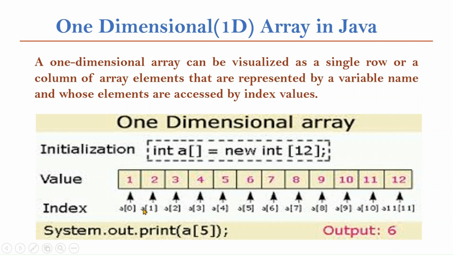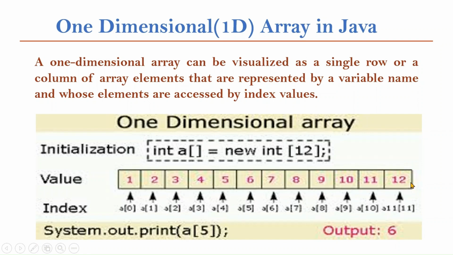Now this is most important for us. A of 0 is the index. 0 is nothing but the index number. A is a variable name, the array name. So if you want to access this value called 1, you need to write A of 0. Then 2 is A of 1. Then next, A of 2, 3, like that.